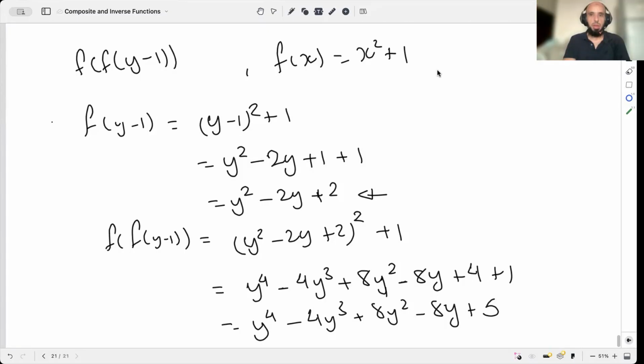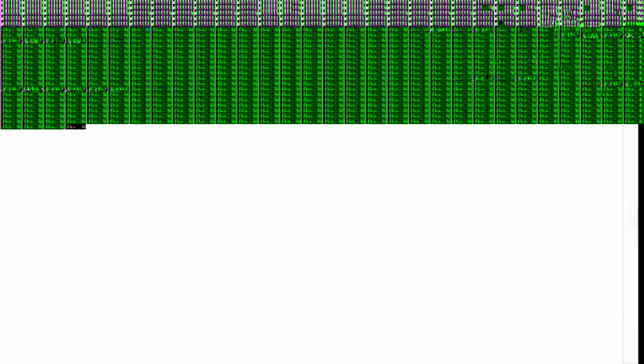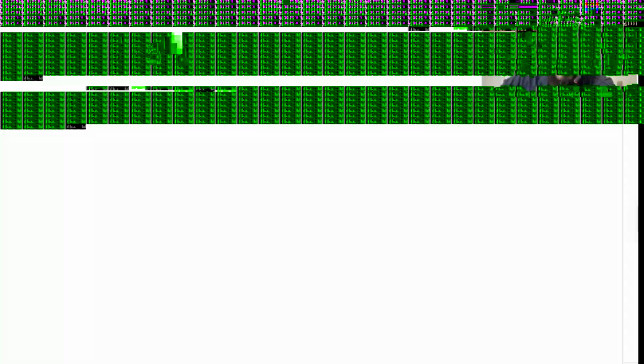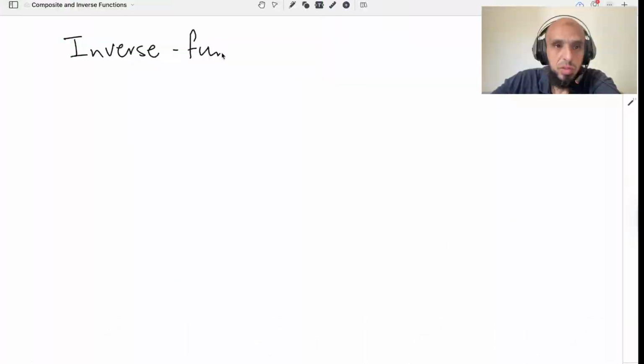Now let's talk about inverse functions. We said in the previous video about functions and relations that a function can be inverted only if it is a one-to-one function. So what is an inverse of a function, or how can we invert a function? Inverting a function is just simply reversing its effect.